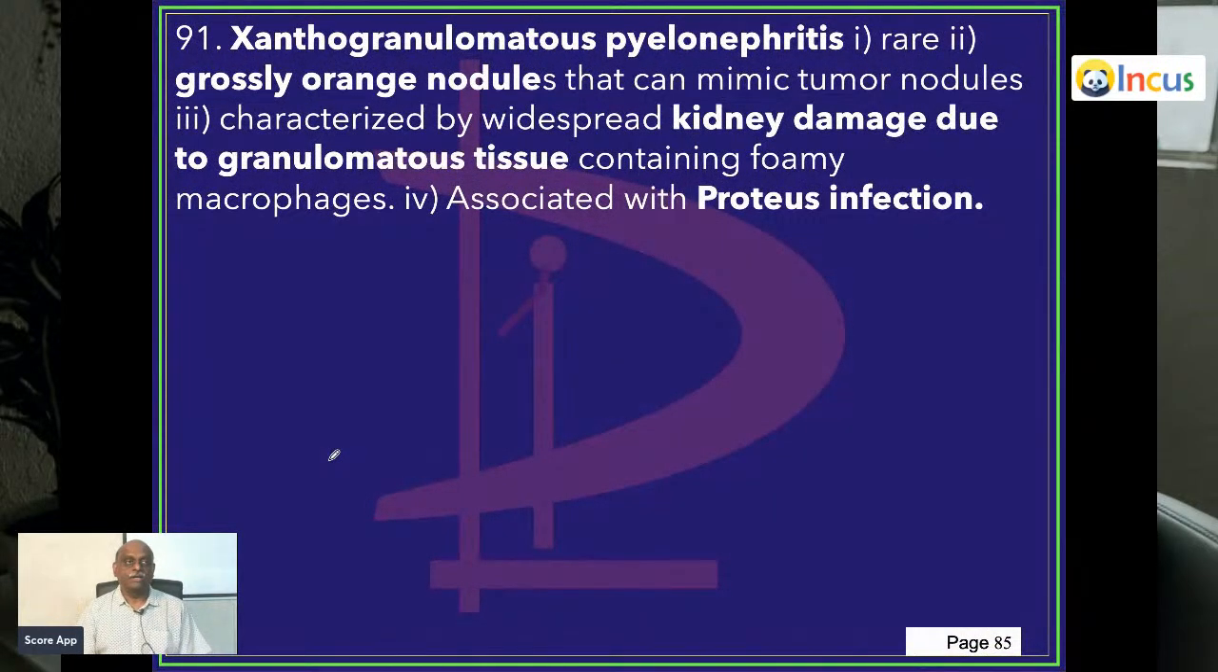Then comes xanthogranulomatous pyelonephritis. It is very rare. Grossly, orange colored nodules that mimic tumor nodules appear in the kidney. That's the reason it's called xanthogranulomatous. There is widespread kidney damage with granulomatous tissue containing foamy macrophages. It is the Proteus infection which is responsible for it.